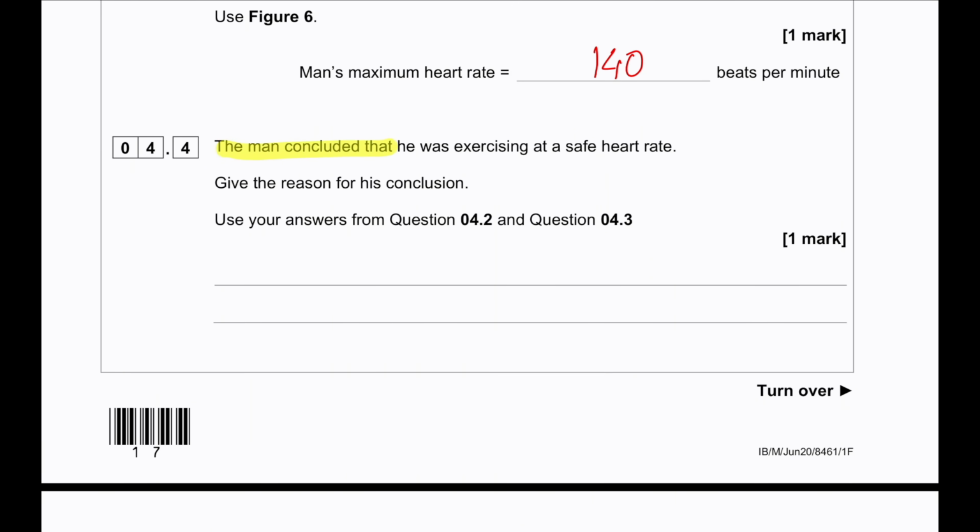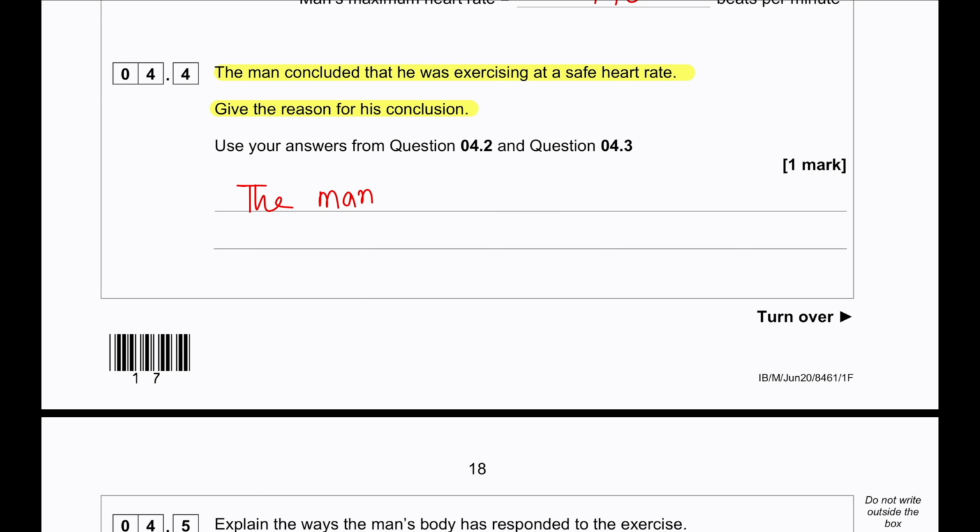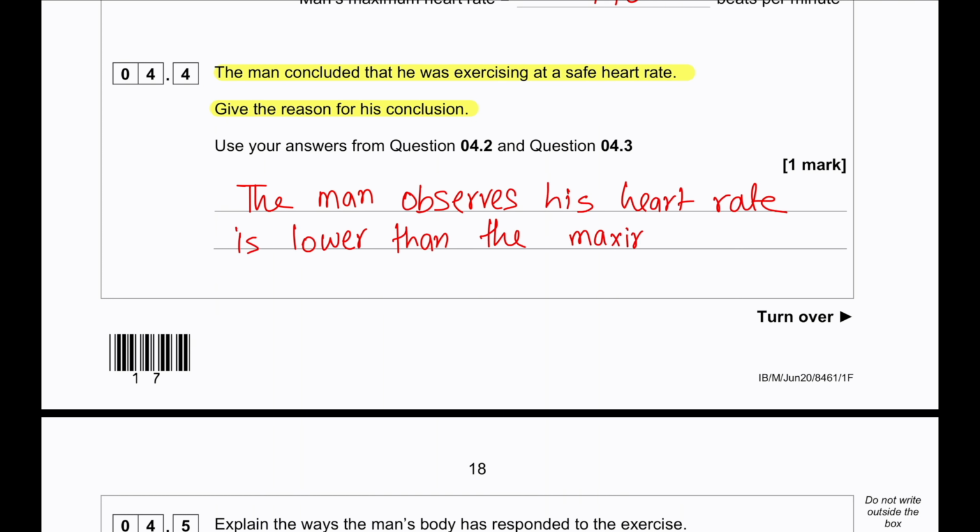The man concluded that he was exercising at a safe heart rate. Give the reason for his conclusion. The man sees that his heart rate is lower than the maximum safe rate, so he can conclude that he is safe.